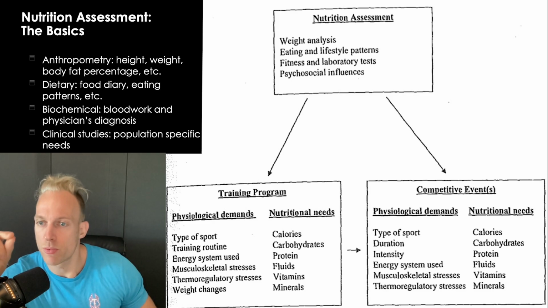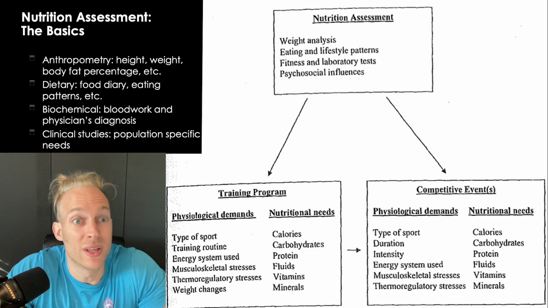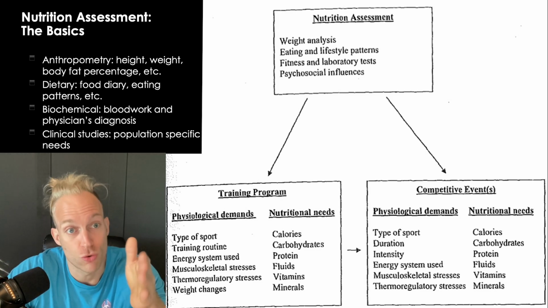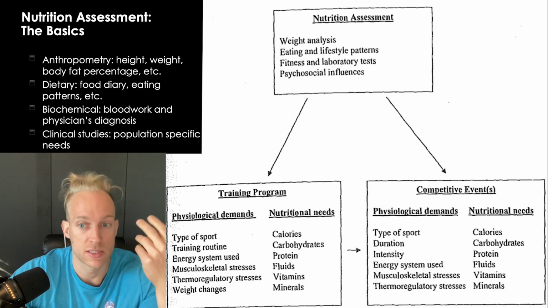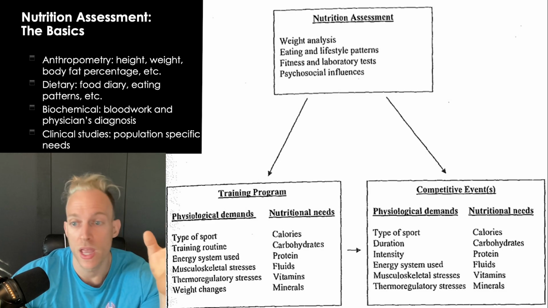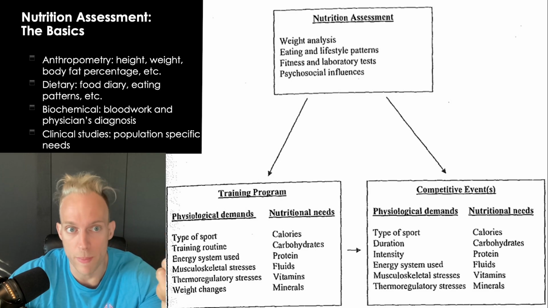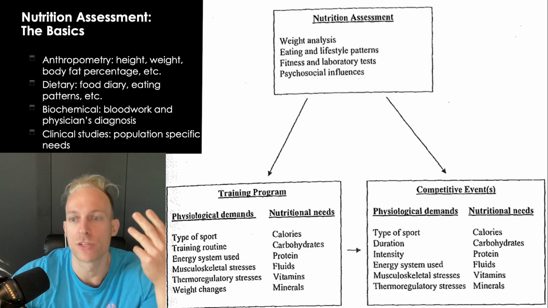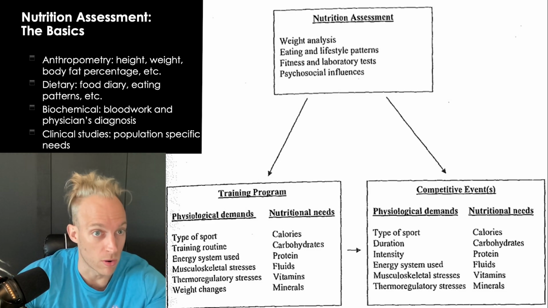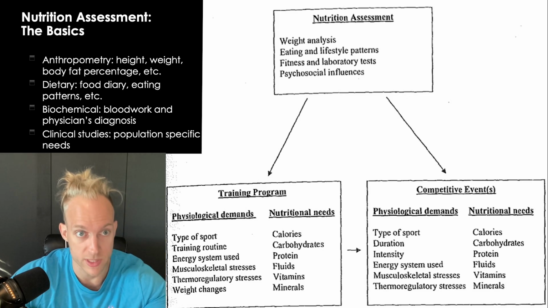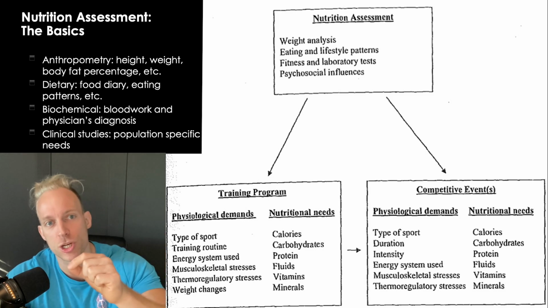We can see training program and competitive events are differentiated out there. So when we look at that, we can see over on the training program, the training side of things: type of sport, training routine, energy systems being utilized, musculoskeletal stresses, thermoregulatory, are there any weight changes, and then changes that could happen on the nutritional side. So the super basics: energy need, calories, carbohydrates, protein, fluids, vitamins, and minerals. So we need to set up a nutritional plan around the training program, which optimizes performance in training and facilitates and fuels adaptation long term.